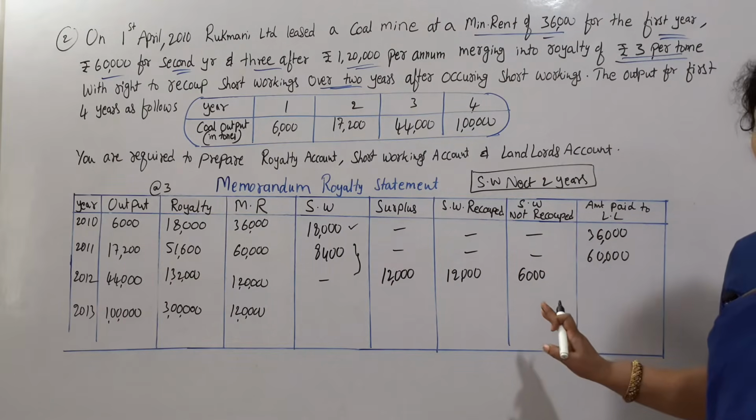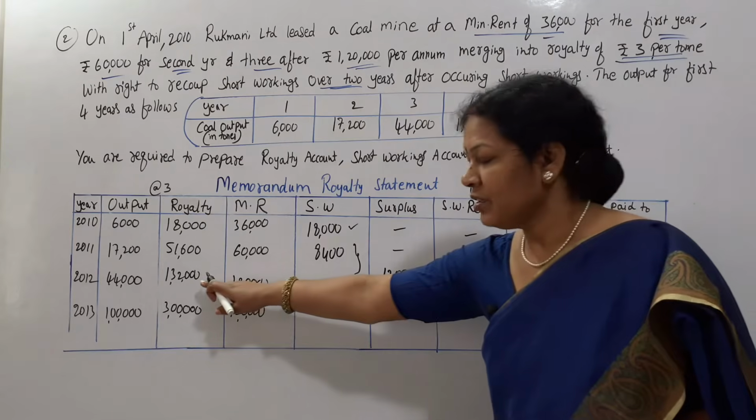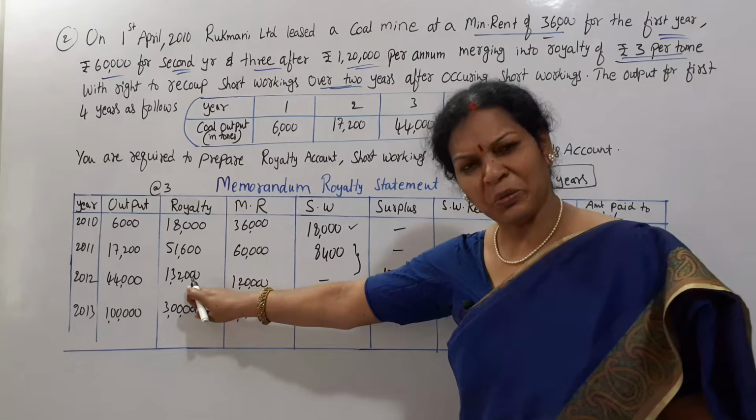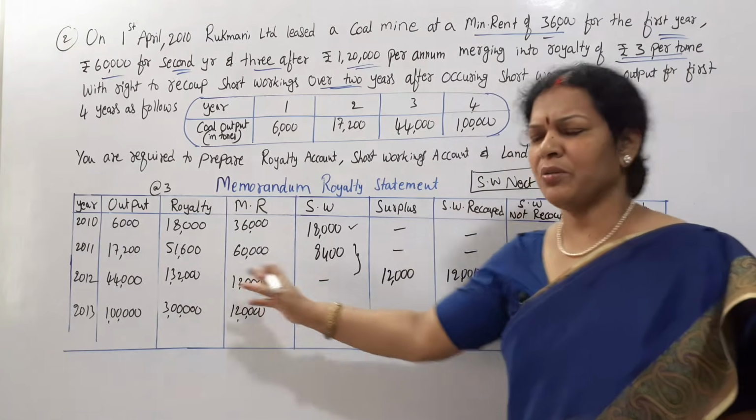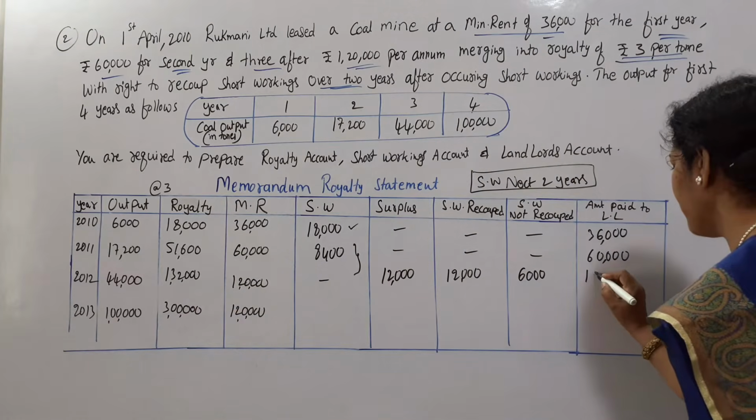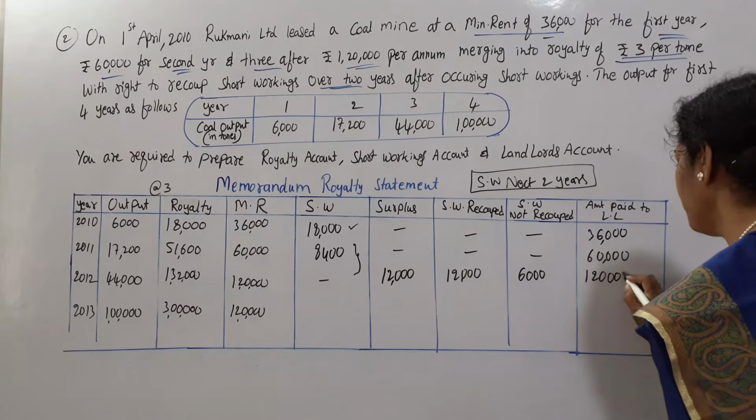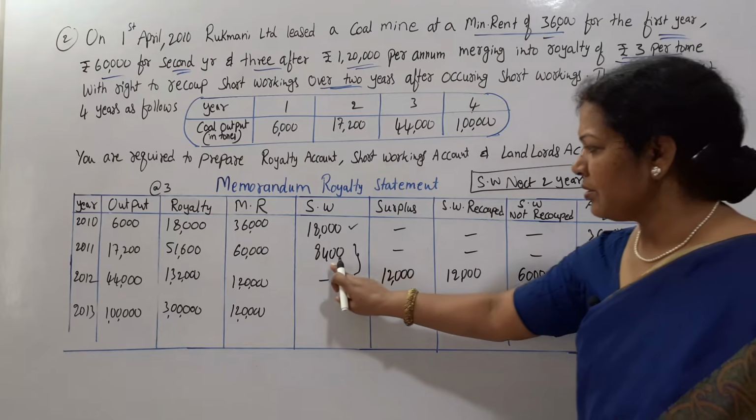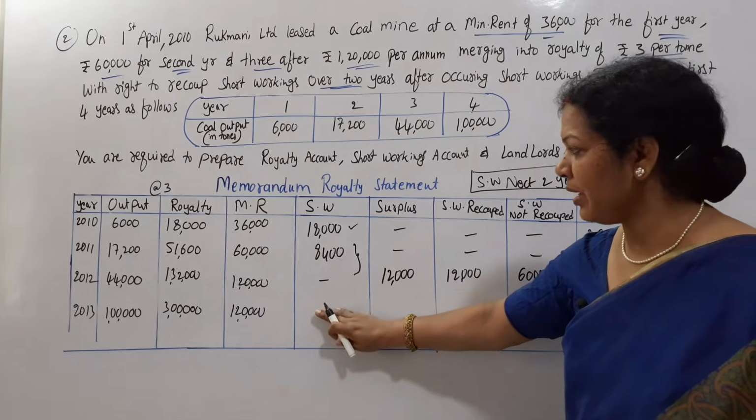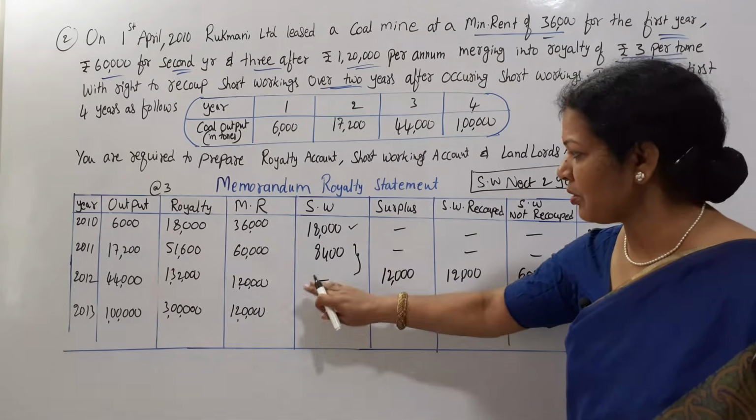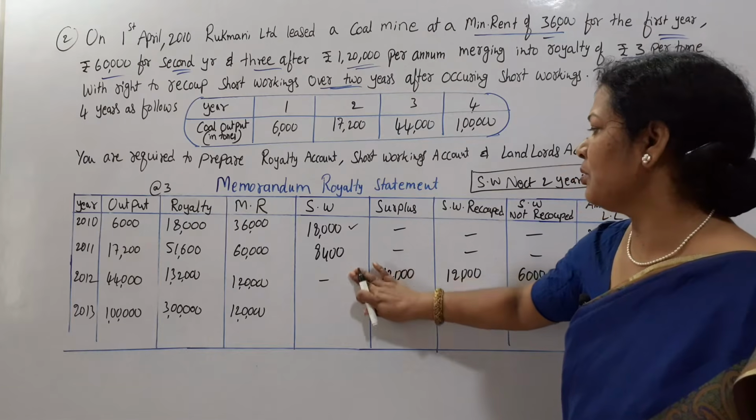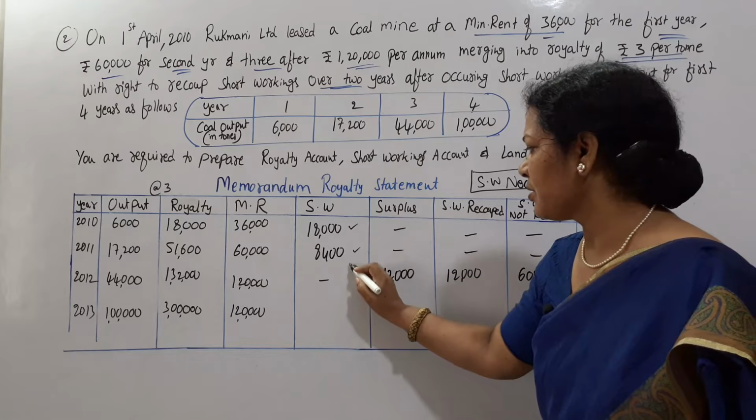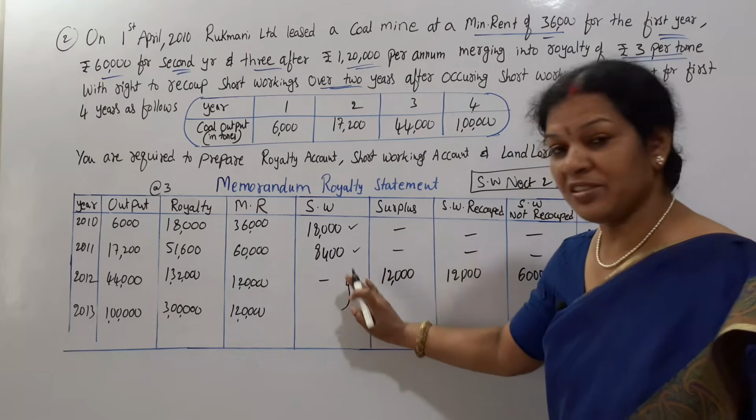Now amount paid to the landlord, this 12,000 we have used for recoupment. So it is 1,20,000 only. So 1,20,000 will be paid to the landlord. Now this short working we have to recoup by this year 2013, the next 2 years. By this year we have to recoup.